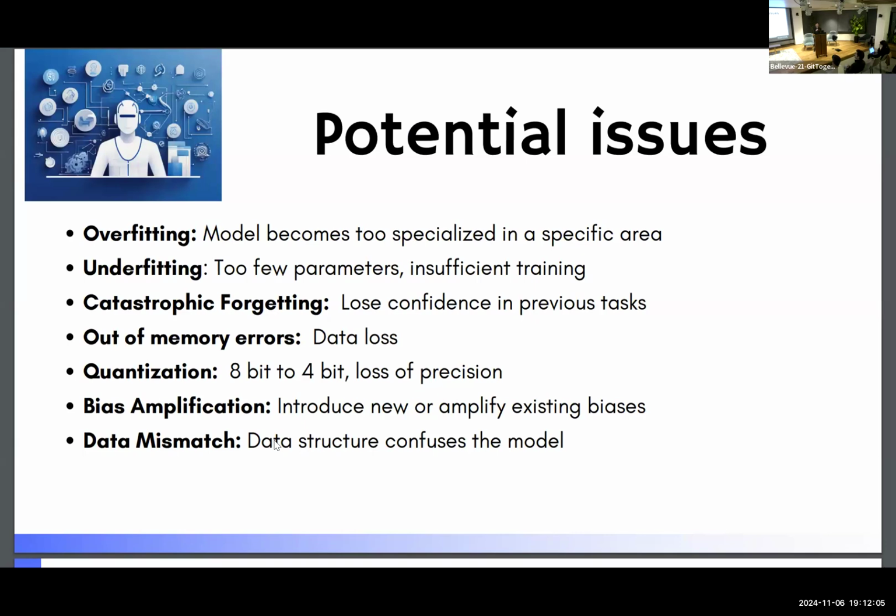So some of the issues that you have to watch out for when you're doing your fine tuning is overfitting the model with too much training. So you can have the model too specialized in the area that you just trained on. Or you can have what we call underfitting, where you didn't train it enough. You're not changing the weights of the model enough because you didn't have enough data to change the output of the model. And then what we call catastrophic forgetting.